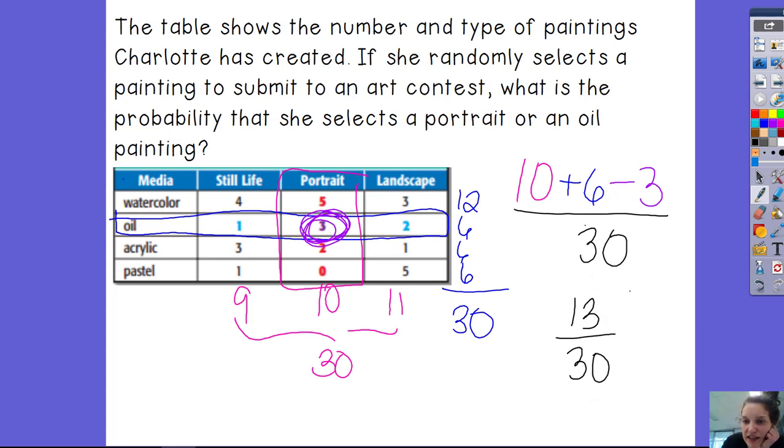So the probability that you choose one of these portraits or one of the oil paintings is 13 out of 30. I added the total number of portraits with the total number of oil paintings, and then subtracted out the overlap, the number of paintings that are both portraits and oil paintings, since these are not mutually exclusive events. You can be a portrait and an oil painting at the same time.